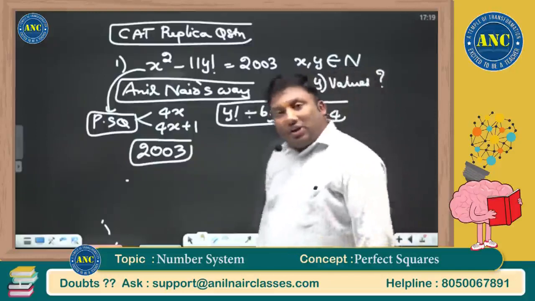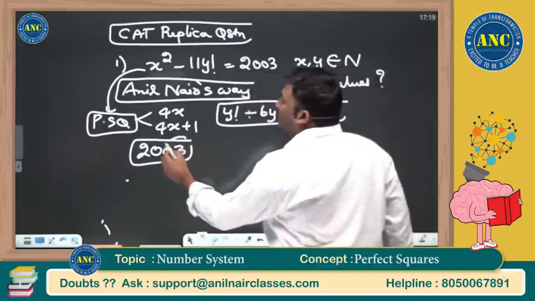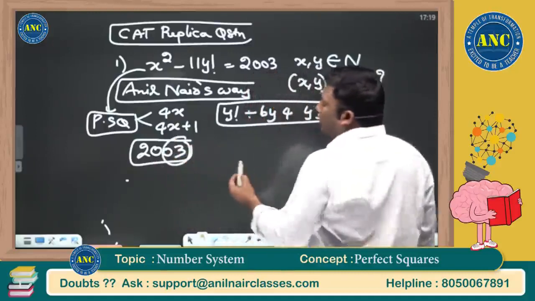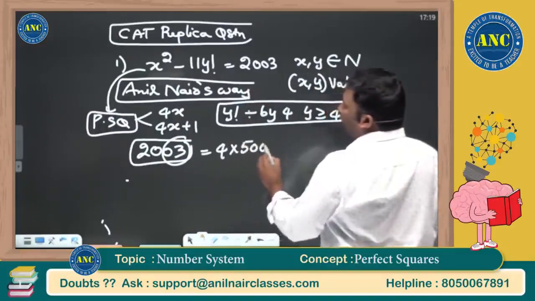Because a perfect square is always of the form 4k or 4k plus 1, what is the divisibility rule of 4? The last 2 digits should be divisible by 4. So 2003 is nothing but 4 into 500 plus 3.